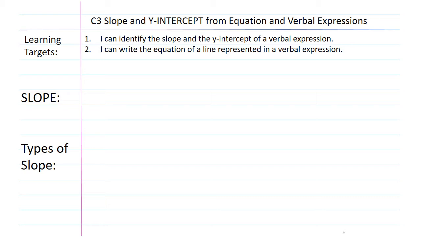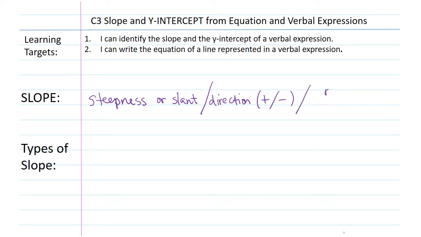Slope, that we have been studying the last few days, represents steepness, or the slant of a line. It also represents the direction, depending on if it's positive or negative. And it is a ratio of rise over run. Okay, so those are just some general things about slope. And the types of slope, there are actually 4 different types of slope.